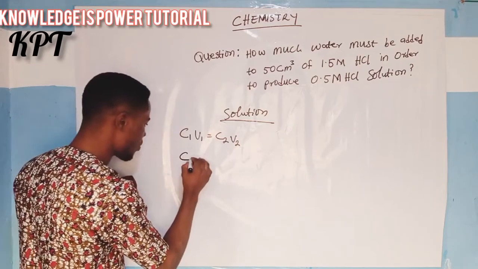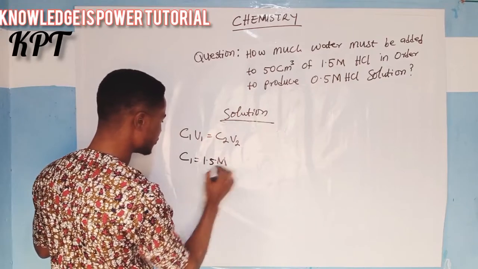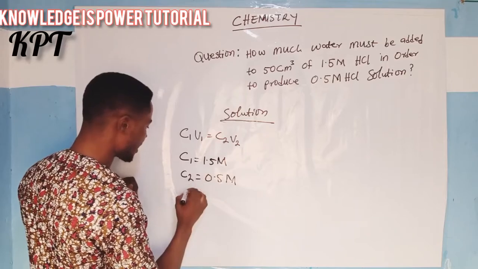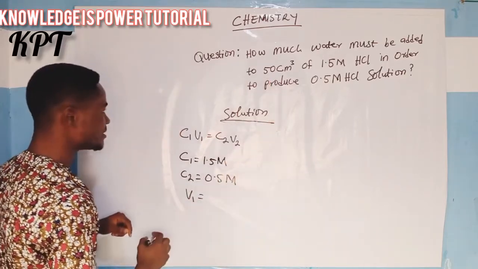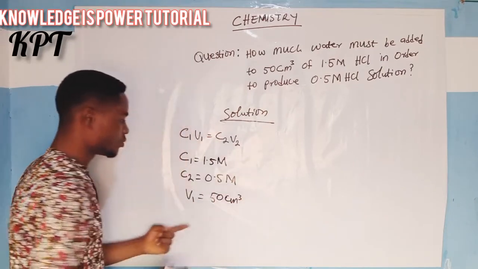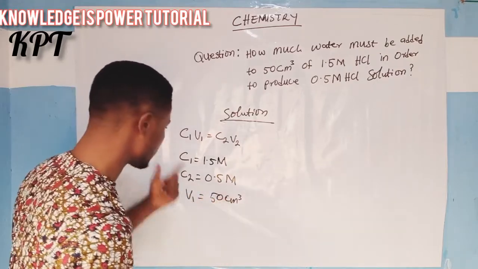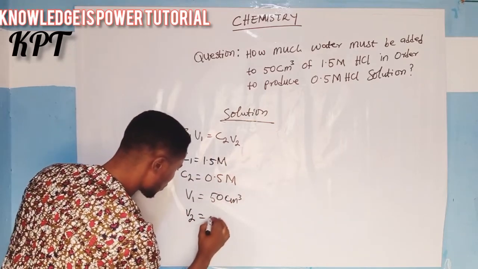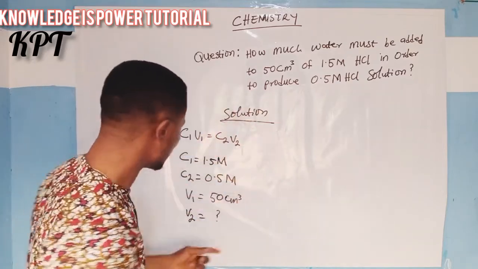So here, C1 is equal to 1.5 mol per dm cube, and C2 is equal to 0.5 mol per dm cube. V1 is the volume of the acid, which in this case is 50 cm cubed. We could convert it to dm cube, but even if we leave it in cm cube, that's okay. It's not really necessary in this question. But V2 will be equal to the volume of the acid when water was added. So let us look for this volume.